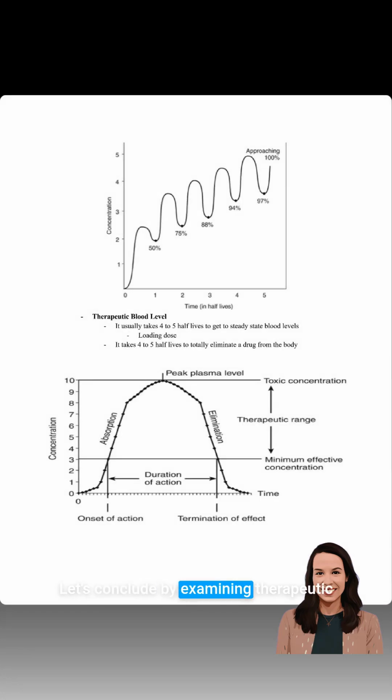Let's conclude by examining therapeutic blood levels and steady-state concepts. When administering medications, we aim to maintain drug concentrations within the therapeutic range, above the minimum effective concentration, but below toxic levels. Steady state is typically reached after about 5 half-lives of consistent dosing, with drug levels progressively increasing from 50 to 100% of the final steady-state concentration. Sometimes, loading doses are used to reach therapeutic levels more quickly. Understanding these principles helps ensure safe and effective drug therapy.